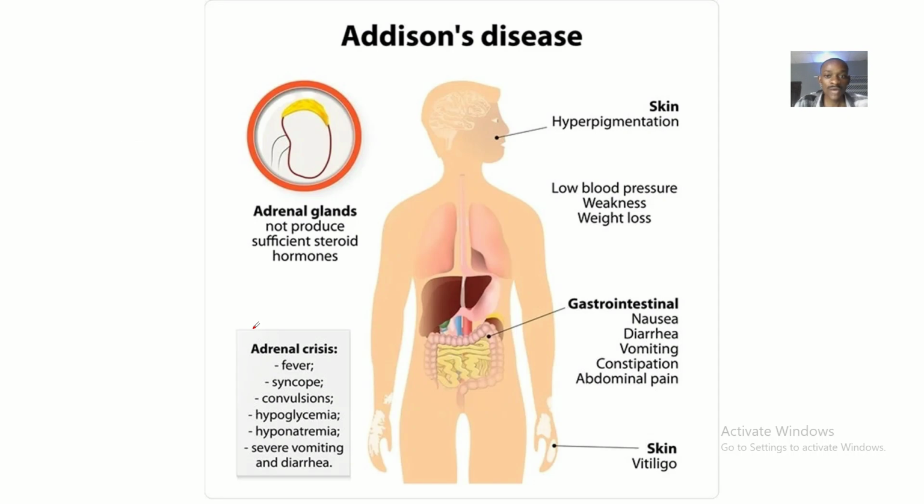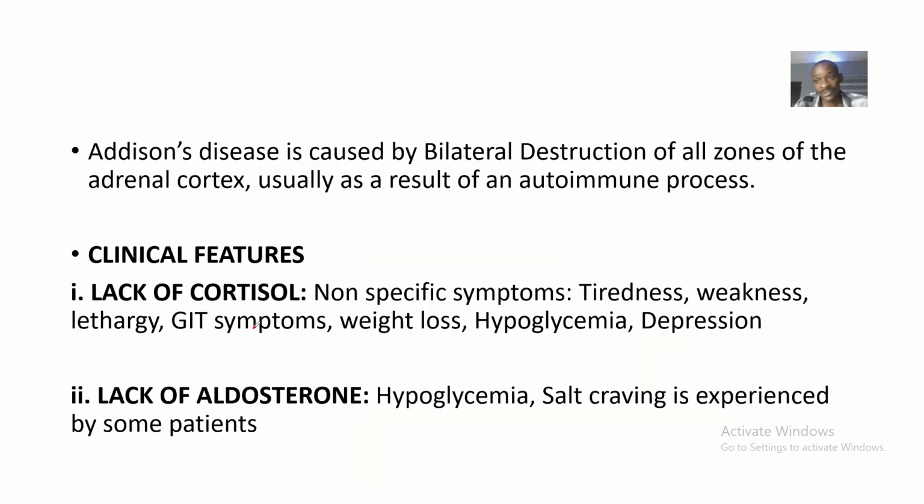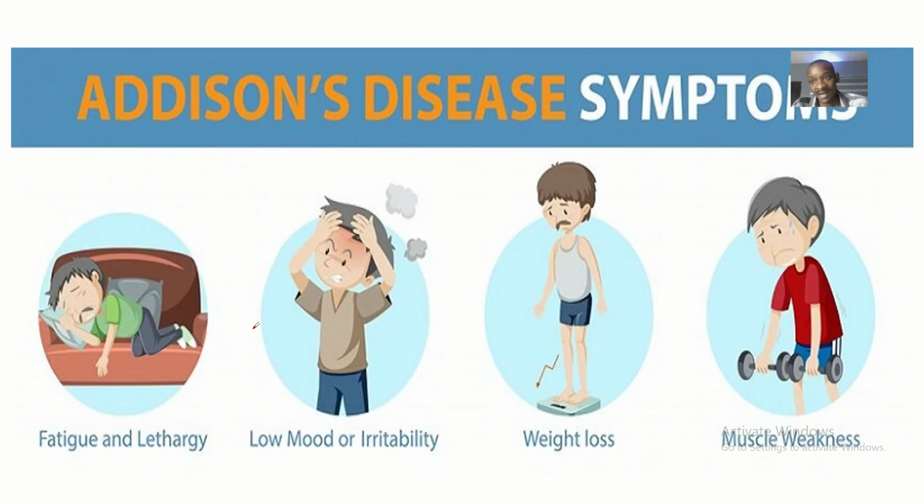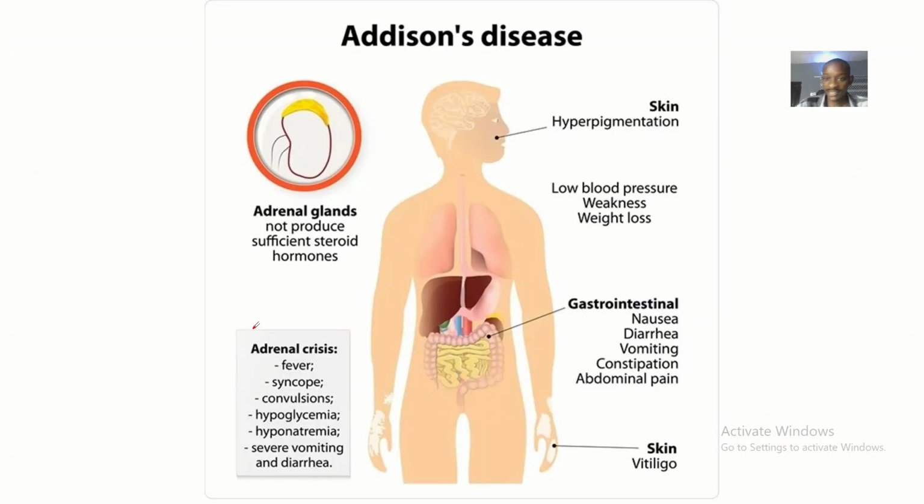So Addison's disease, we'll be looking at the description, the clinical features, and the biochemical findings for this disease condition. And what is Addison's disease from this image? If you use this image to describe Addison's disease, you say that Addison's disease is a condition where the adrenal glands are not producing sufficient steroid hormones.